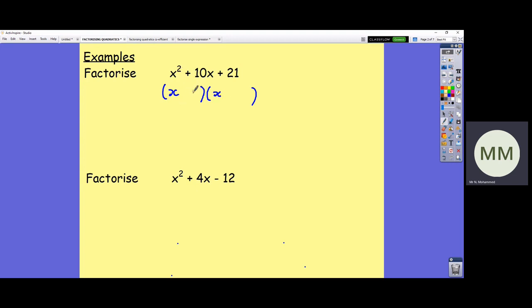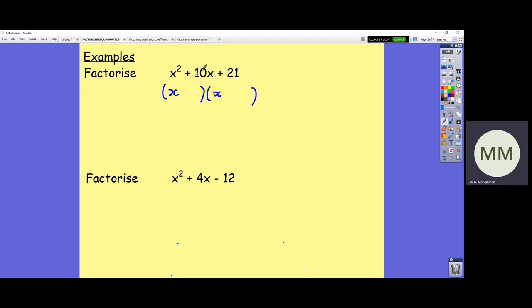Then I will have two numbers. Now, how do I work out these two numbers? Well, the rule is that when you're factorizing a quadratic like this, your two numbers at the end will multiply to give you 21, so they are factors of 21, and they will add to give you 10. So the sum would be 10.